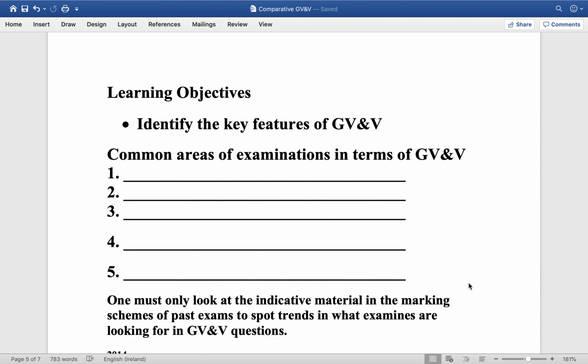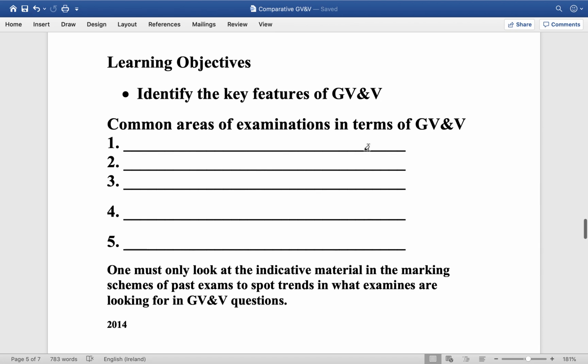Okay, with that out of the way, let's just have a look. For today, we're going to try and identify the key features of general vision and viewpoint. Hopefully this will be a relatively short video where we just have a look at what our examiner is looking for within general vision and viewpoint questions.